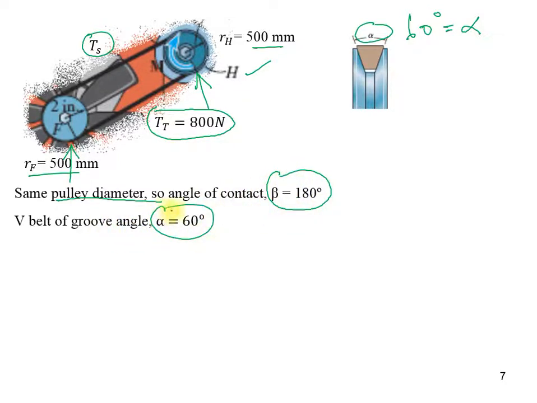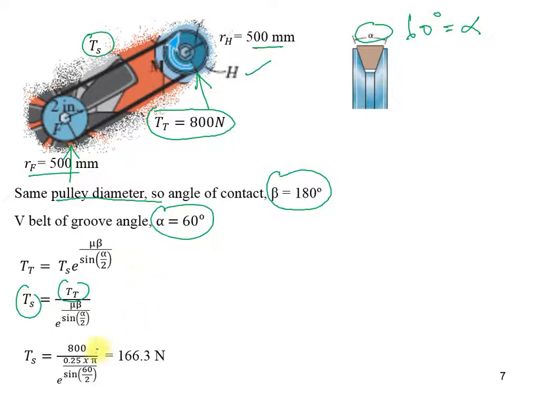This is the groove angle. Using the equation of the V belt, we rearrange the equation because we don't know TS. TT we know, this is 800. Then just put in all the data: 800 is the maximum tension, 0.25 is the coefficient of friction, pi is the angle of contact, 180 degrees in radians, and this is the groove angle of the pulley and belt. So you'll get 166.3.